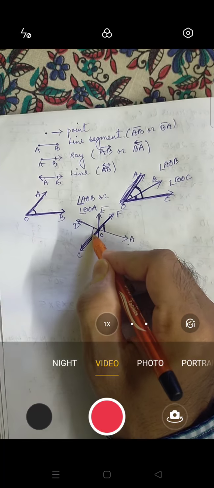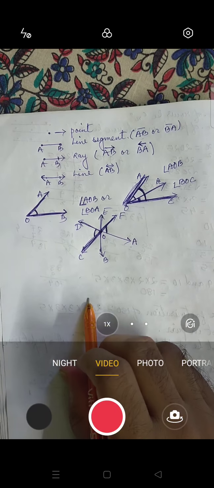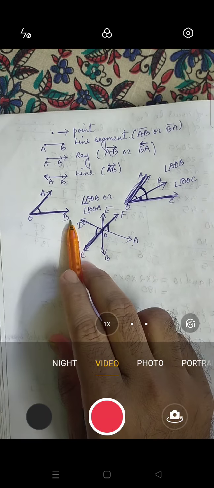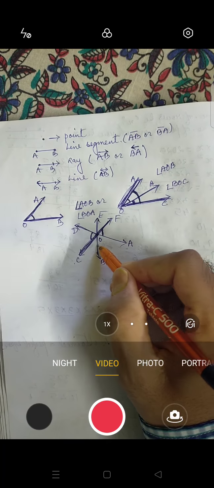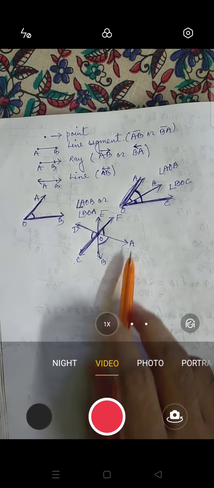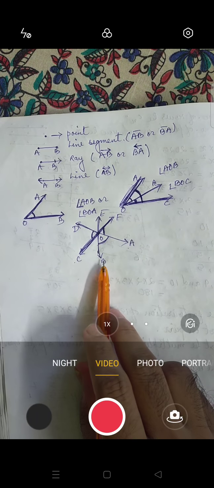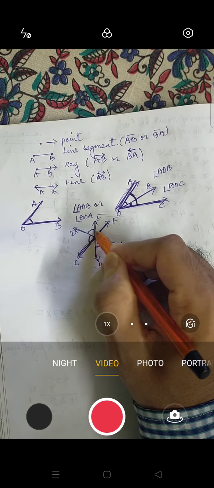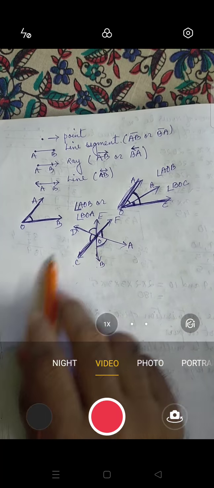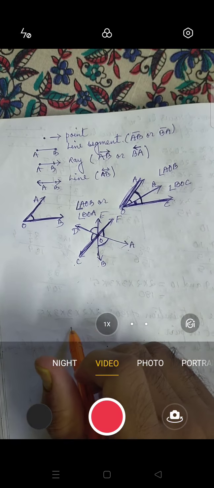If I am talking about this angle, the name of this angle will be angle COD, or you can say angle DOC. Both are correct. Now if you are talking about this angle, then you can say angle AOB, or BOA. Fine. If you are talking about this angle, you can say angle DOE, or angle EOD. Both will be correct. Fine. Same way you can name any angle.